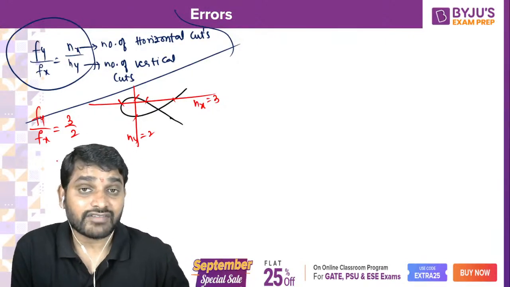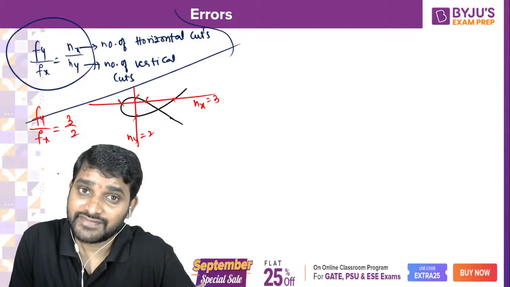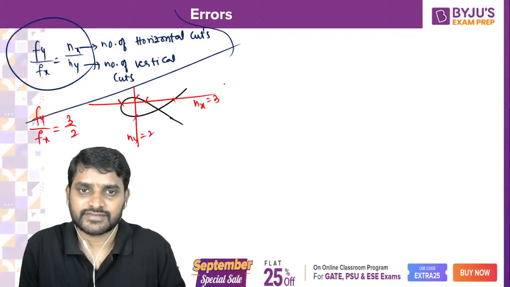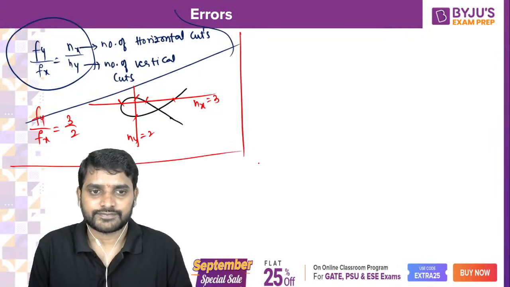They'll ask you what is the vertical input frequency. They'll give you the Fx frequency, that is the horizontal input frequency. So Fy is equal to 3 by 2 times Fx. So in that way, you can expect.